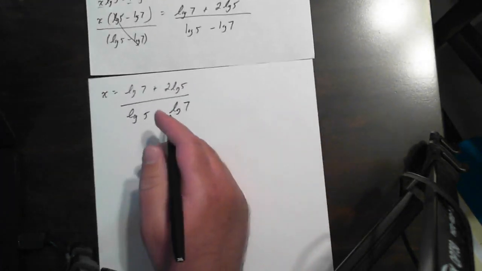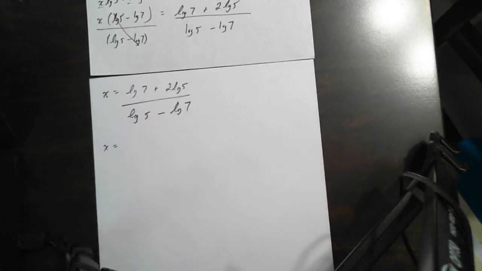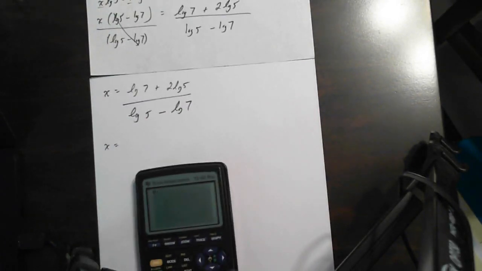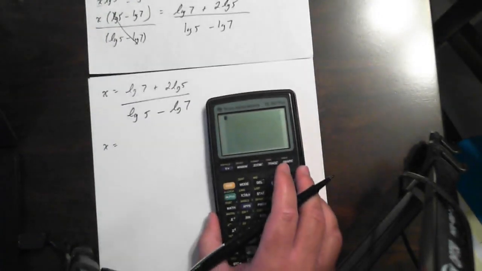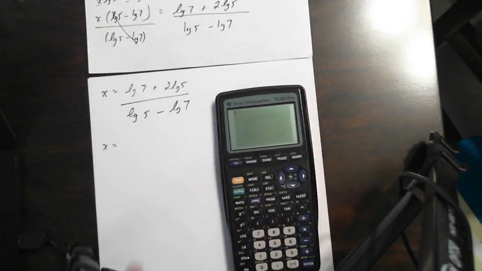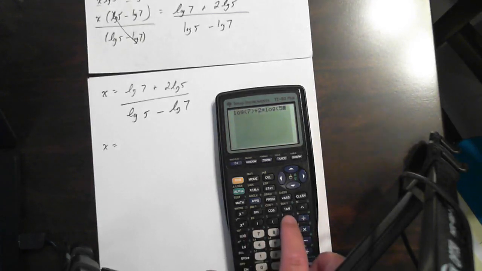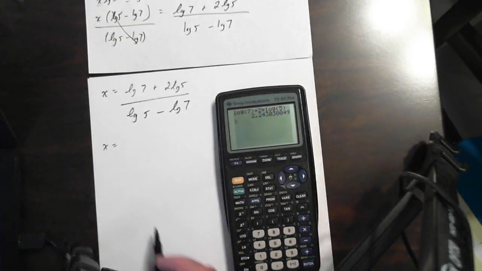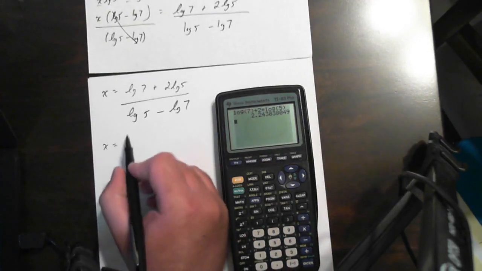Now what you'll need to do is estimate it by punching it in your calculator. You have to be really careful punching this in. It's easy to make a mistake. What I usually recommend is to evaluate your numerator and denominator separately. So in this case, I'll do log 7, close off my bracket, plus 2 times log 5, close off my bracket. That's my numerator. I press enter, and it gives me approximately 2.2430.